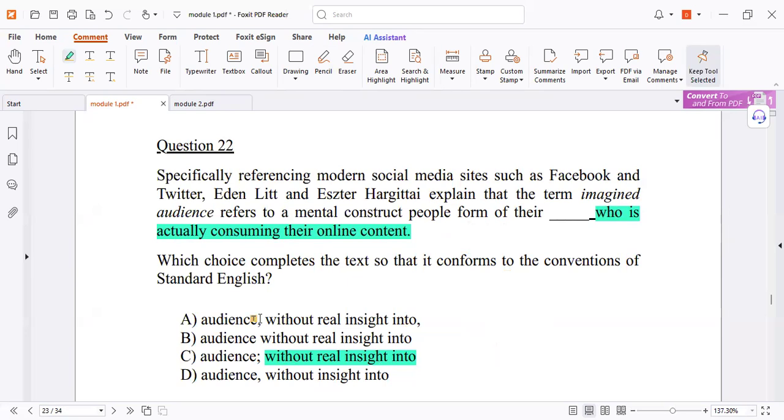Now we need to check, can we make this part non-essential between two commas? No, because it's important. Why? Because it describes audiences, not any audience, without real insight. So we cannot make this one non-essential. So no A. Here, not a complete sentence after. Now, do we need a comma to separate the prepositional phrase from what it modifies? No, common mistake. We don't need any punctuation here or there. That's why. Yes, sir.